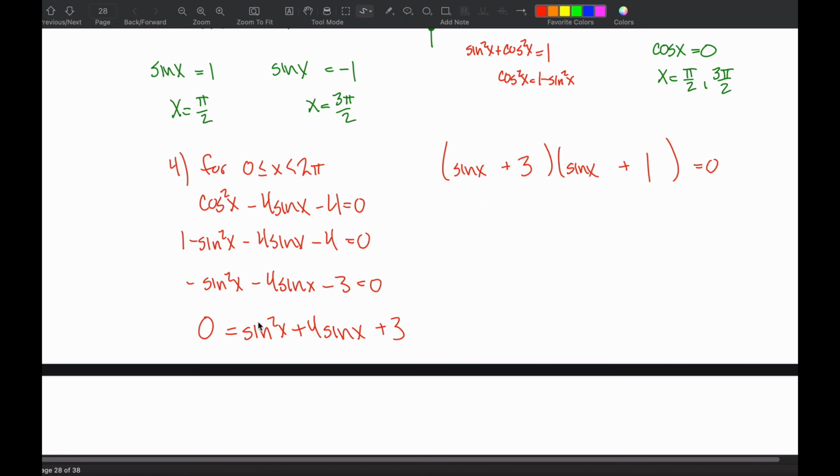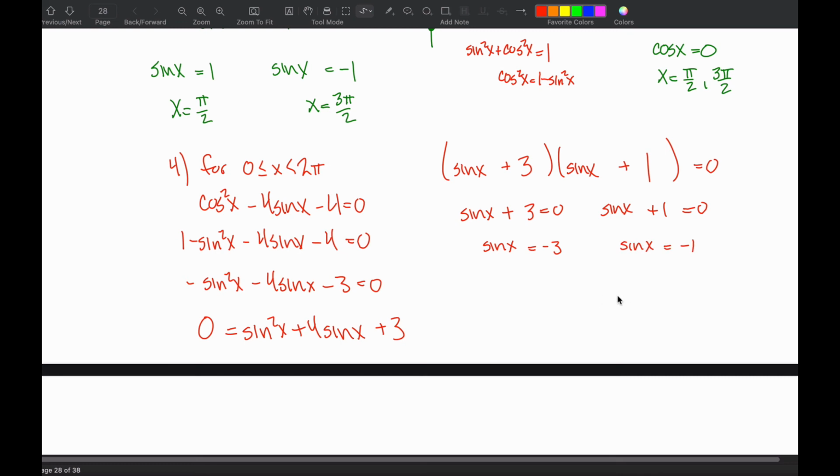So now I've factored this quadratic trinomial, and so I can apply my multiplicative property of 0 and say sine of x plus 3 equals 0, or sine of x plus 1 equals 0. Solving these equations, no problem. Sine of x equals -3 or sine of x equals -1.